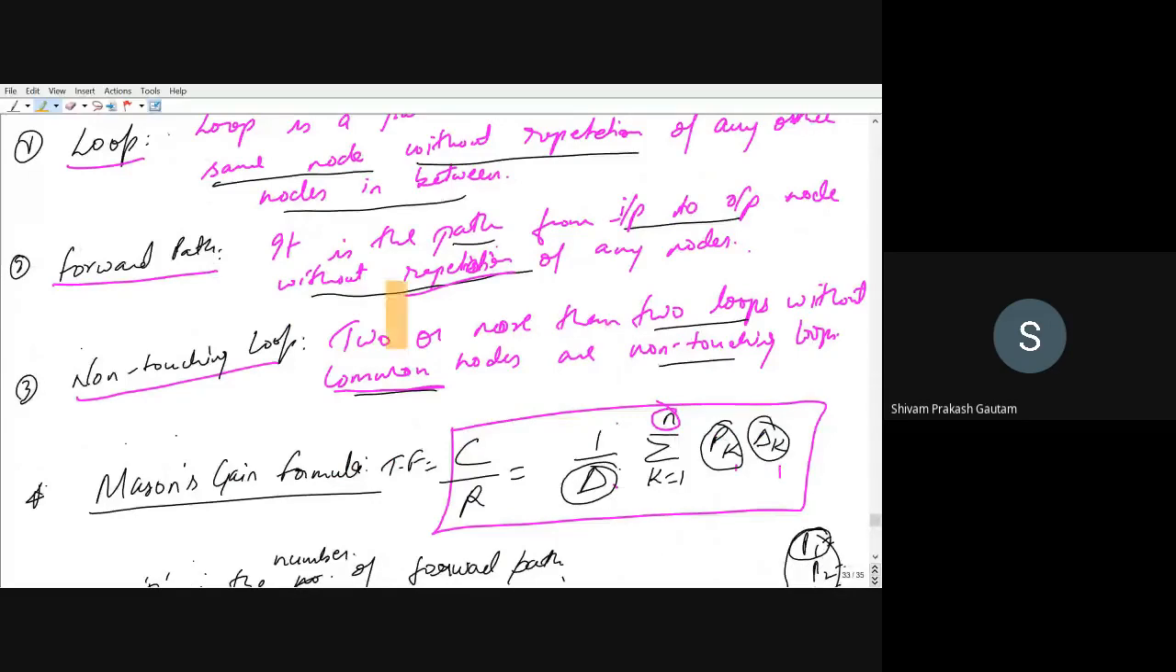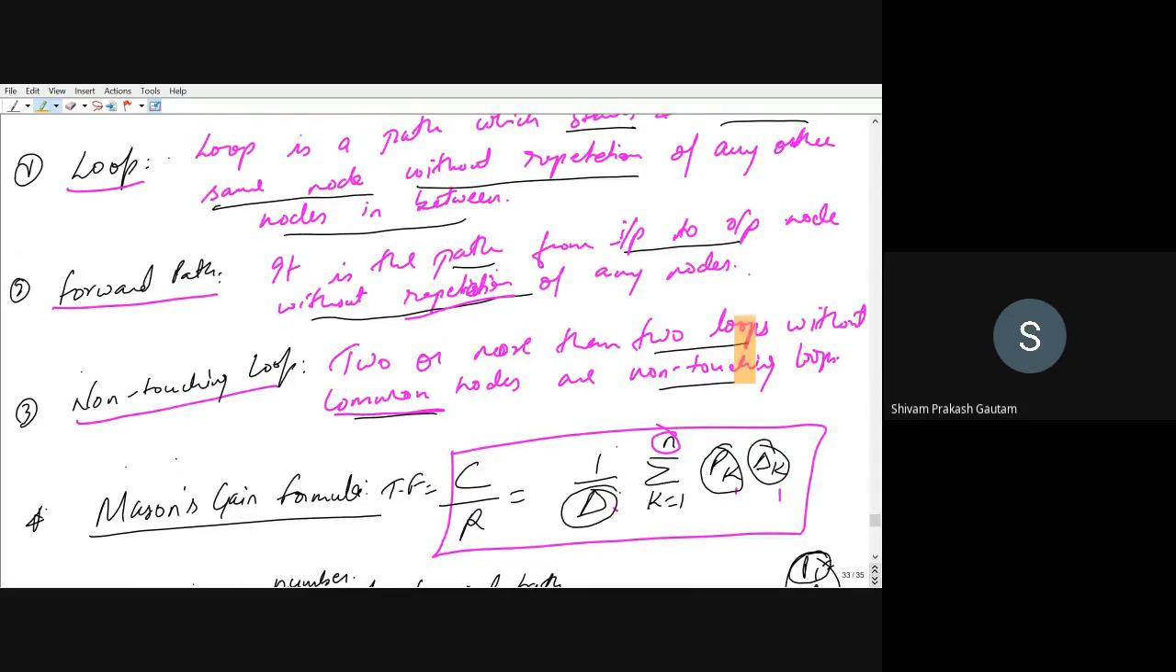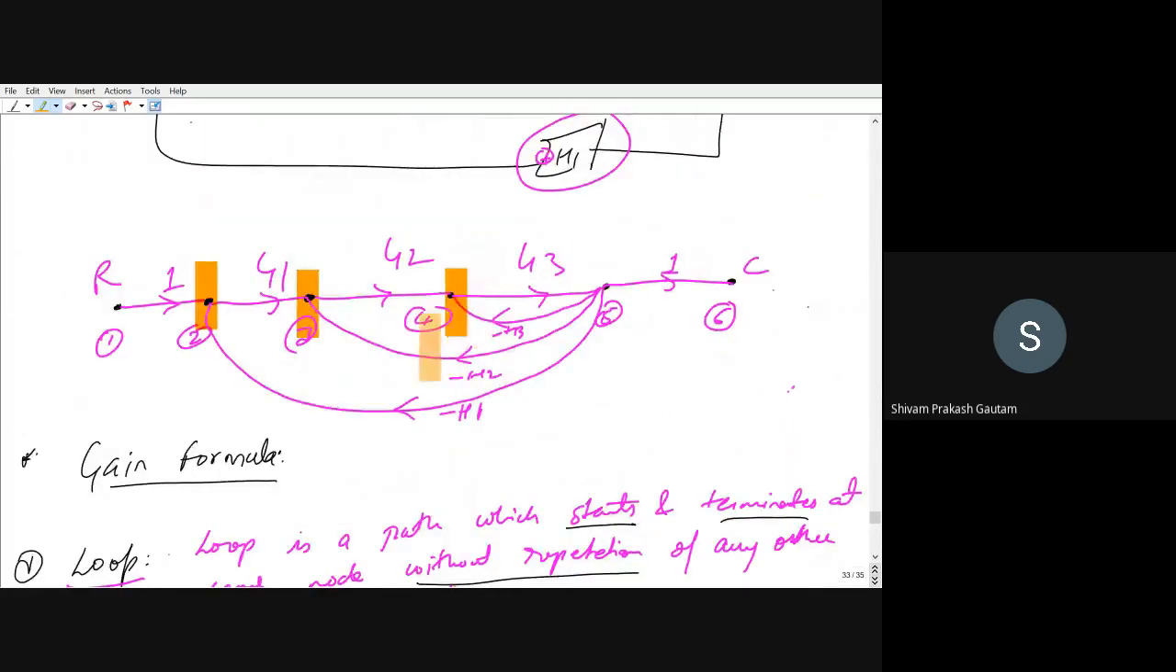Non-touching loops: two or more loops without common nodes in between are called non-touching loops. So how many loops are there? There are three loops in this signal flow graph, but all three loops have a common node, node 5. So in this signal flow graph, you can say there is no non-touching loop available.